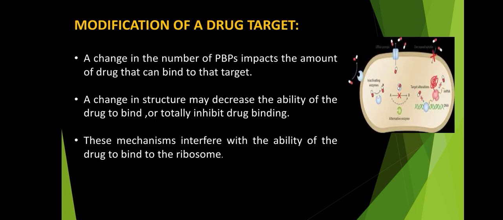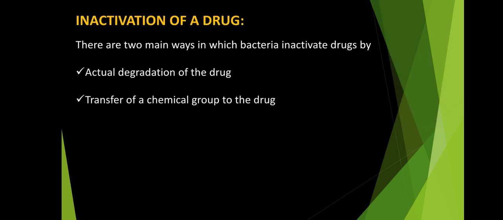Modification of a drug target. A change in the number of PBPs impacts the amount of drug that can bind to the target. A change in structure may decrease the ability of the drug to bind or totally inhibit drug binding. These mechanisms interfere with the ability of the drug to bind to the ribosomes.